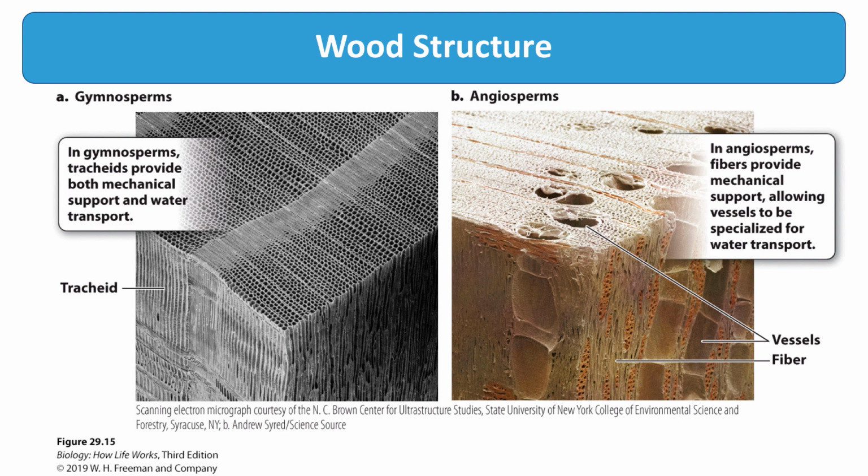Support for the growing plant is provided by fibers. Fibers are narrow cells with extremely thick walls and almost no lumen or interior space. Vessel elements are wide cells that function in the transport of water.